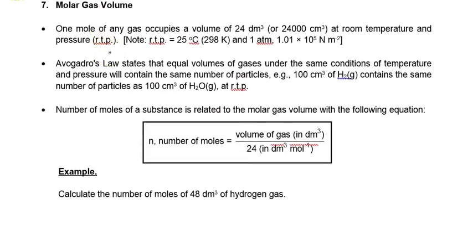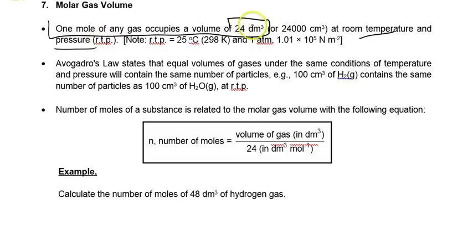Now let's move on to the next part of this mole concept topic, molar gas volume. This is the simplest part of mole concept, in fact. So it relates between the number of moles of a gas and the volume of a gas. So this equation here, number of moles is equals to volume of gas divided by 24. Why? Because 1 mole of any gas will always occupy a volume of 24 dm cube at room temperature and pressure, or we call this RTP.